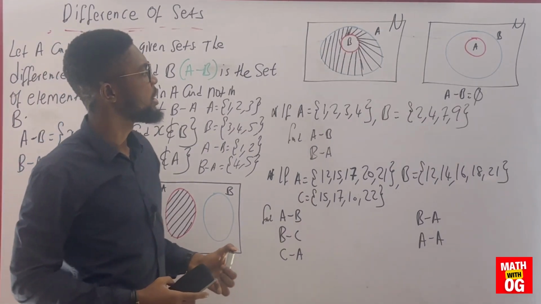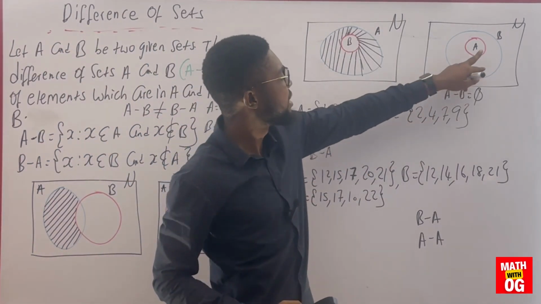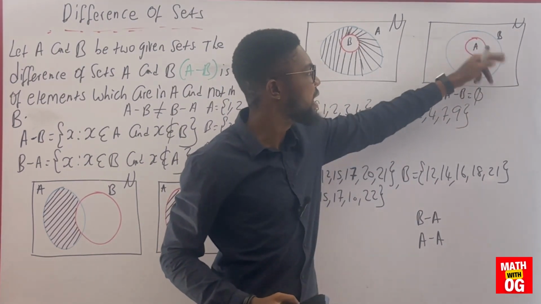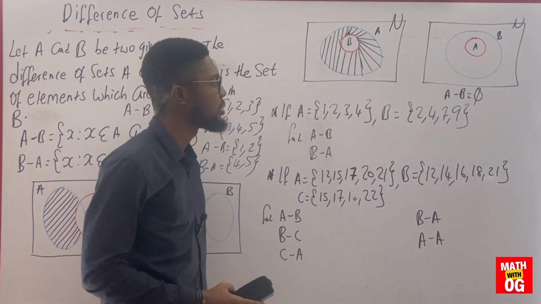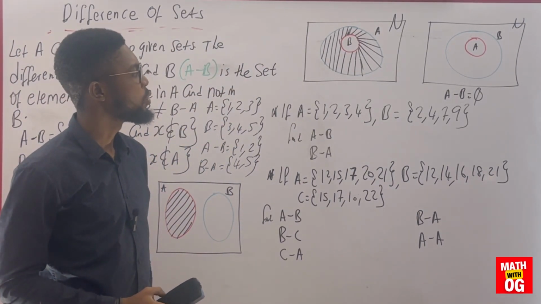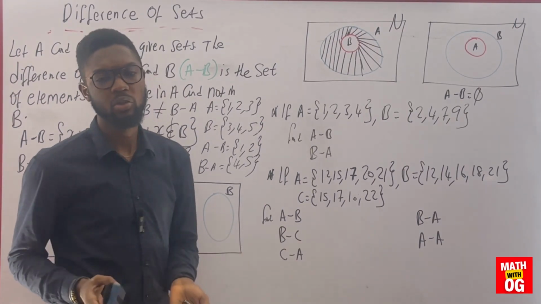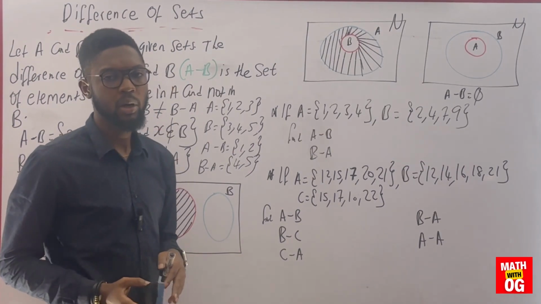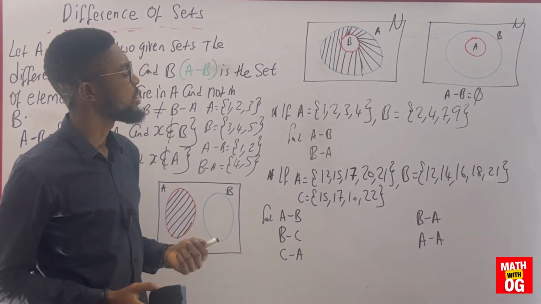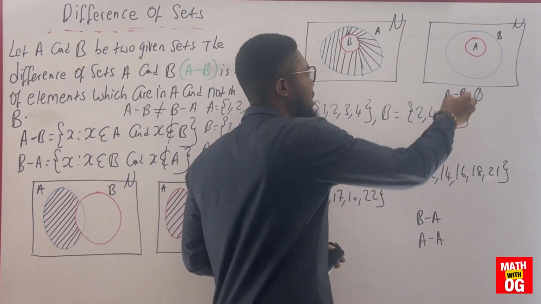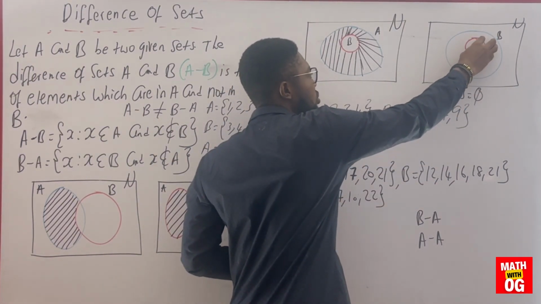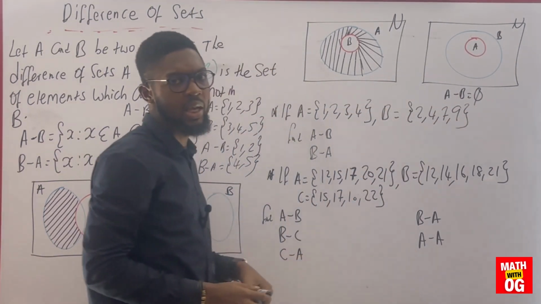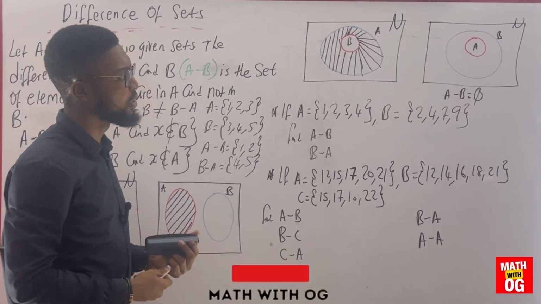Now the next one, let's assume that this inner set is my integers and the outer set is my rational numbers. What is A − B? I'm looking for those numbers that are integers but not rational numbers. No number is like that, because all integers are rational numbers. So all the elements that we can find in A are also in B. There are no elements in A that are not in B, so A − B will give us an empty set.